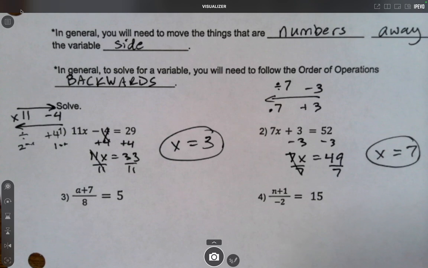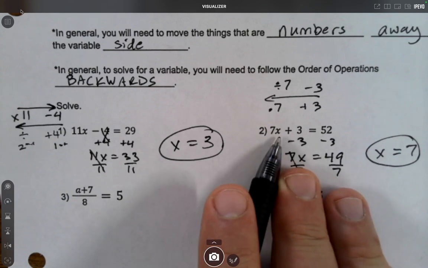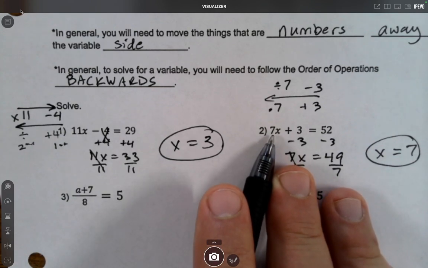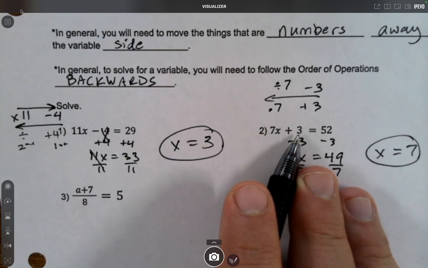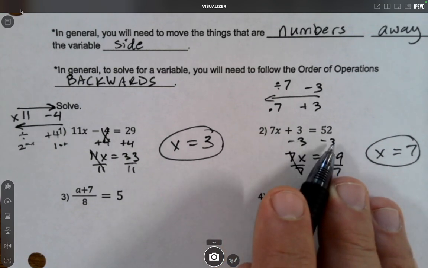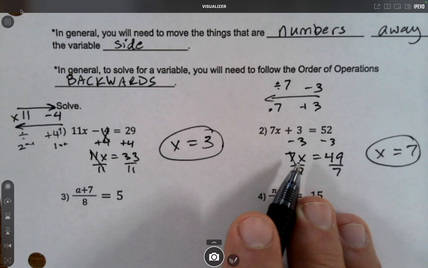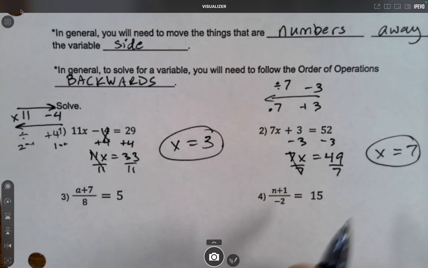Another way you can think about this is we're moving the number that's farthest away from the variable first. So like in this one, obviously 7 is the number physically closest to the x. 3 is farther away from it. So since 3 was the one that's farther away, we moved it first. Then all we had left to move was the 7, so we got rid of it.